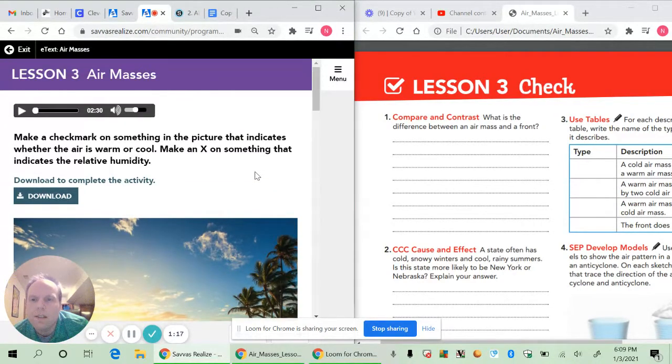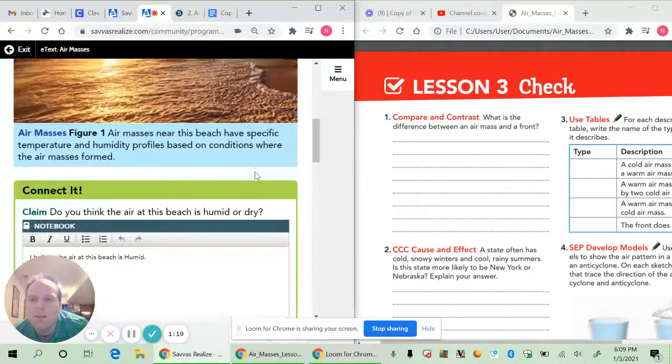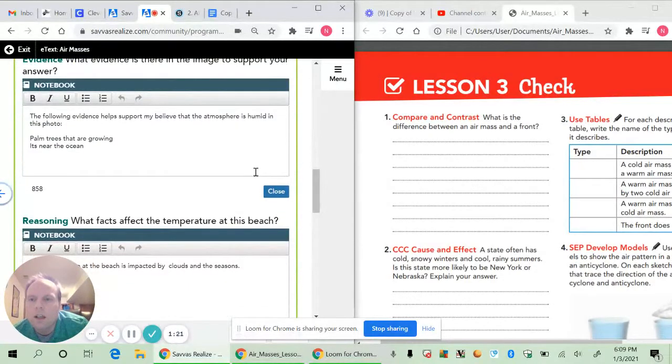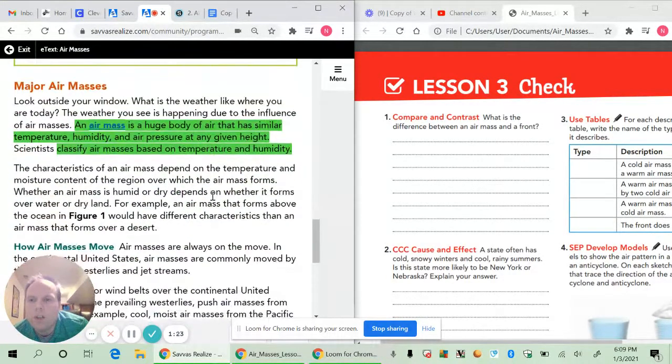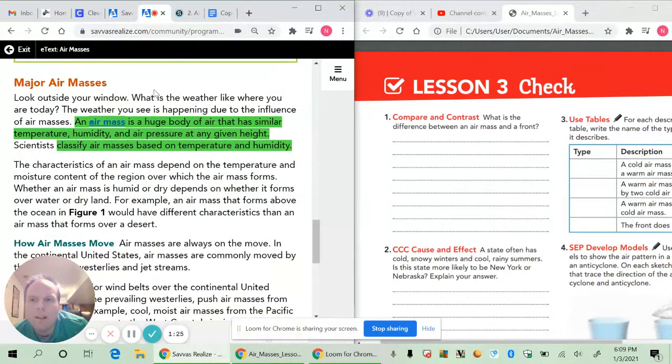You can find this on the second page of our eText assignment. If you scroll down right here, underneath these couple reading check questions, we actually highlighted it right here. So air mass is a huge body of air that has similar temperature, humidity, and air pressure at any given height. Remember, so we learned about different air masses that affect the weather in North America. Like one example might be continental polar.